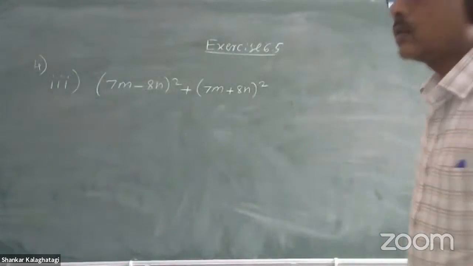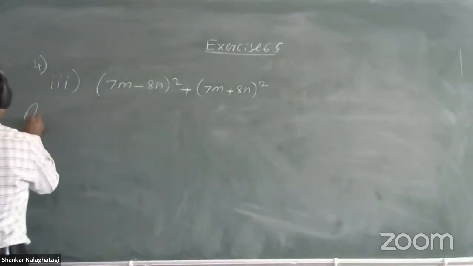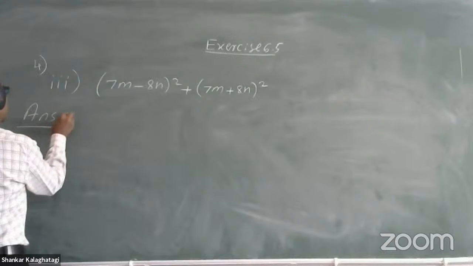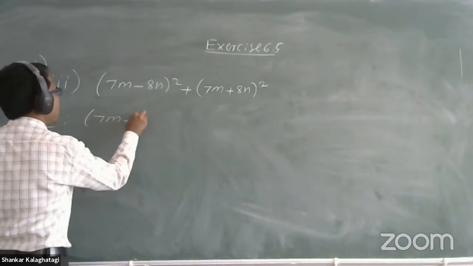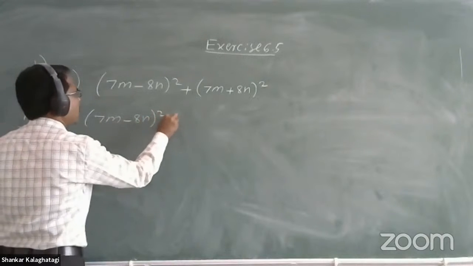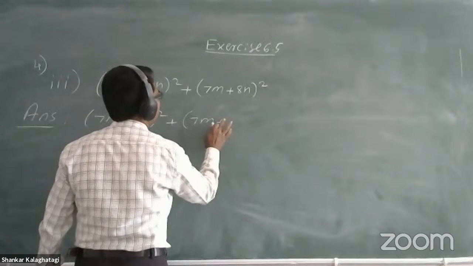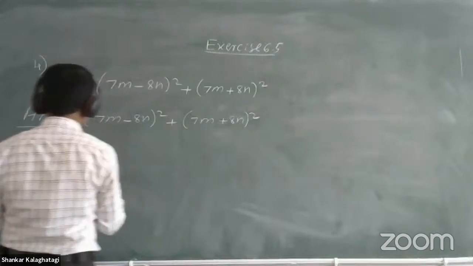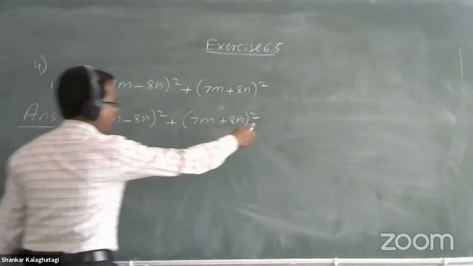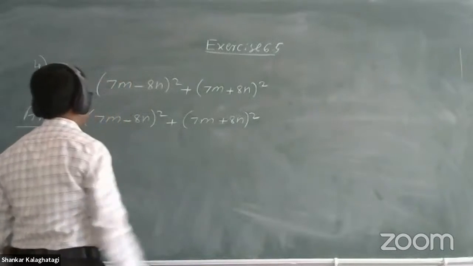It is solved. It's very simple. First write what is given: (7m - 8n)^2 + (7m + 8n)^2. Don't write equal to here only, your notebook will not be sufficient.